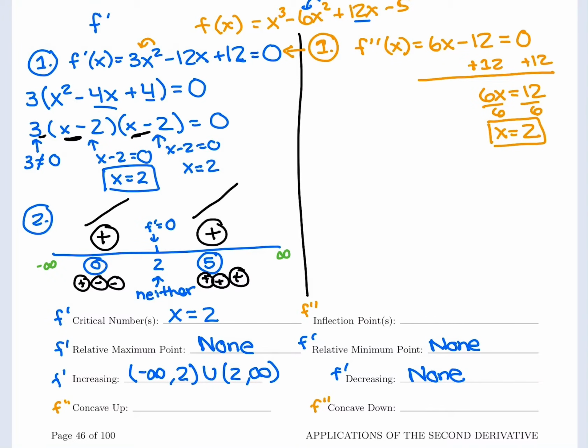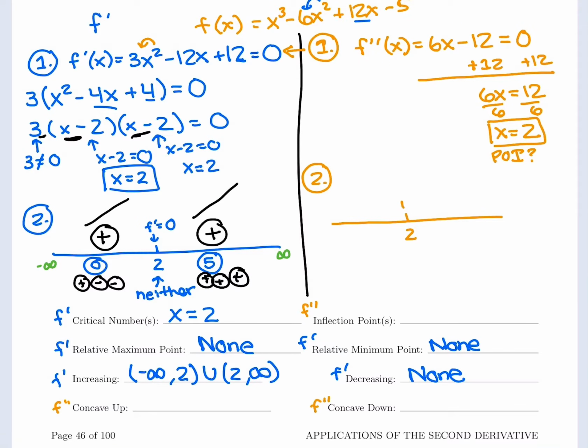Is this an inflection point? I don't know. I don't know until concavity changes. That's the second thing that makes it an inflection point. The first is that it makes the second derivative 0, which it does just fine: 6 times 2 is 12 minus 12. It definitely makes the second derivative 0, but does it have a change in concavity? Let's find out on our sign chart by doing our second step.